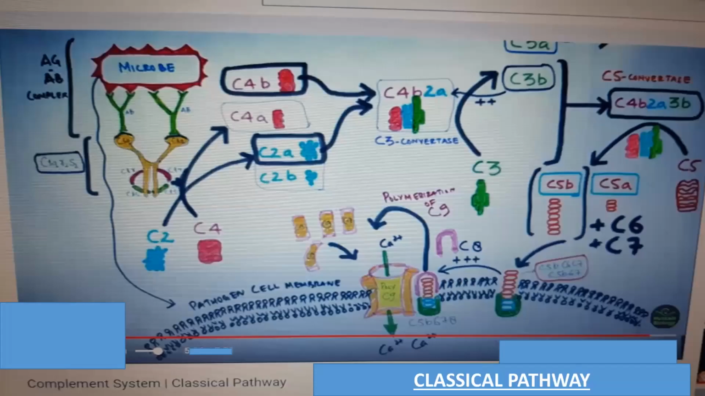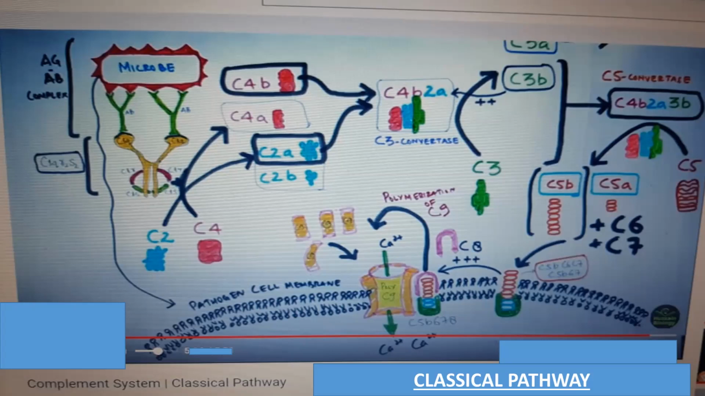Diagrammatically, I can explain the whole classical pathway here. It starts from here. This is a microbe, and this is the surface of the microbe, which contains antigen, and these are the IgG antibodies. They bind to the antigen side of the microbe. When the antibodies bind to the antigens, the activation of the classical pathway takes place. As I told you, there are C1, C2, C3, up to C9 components of the protein.